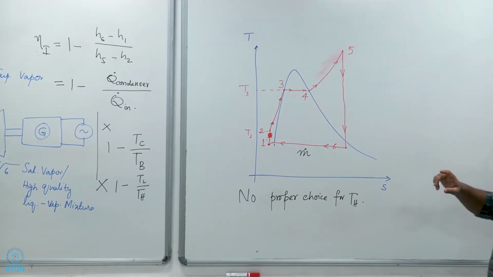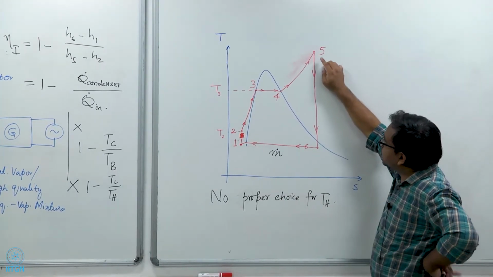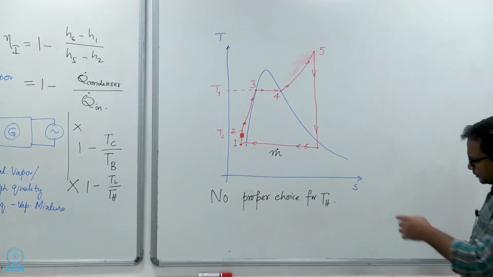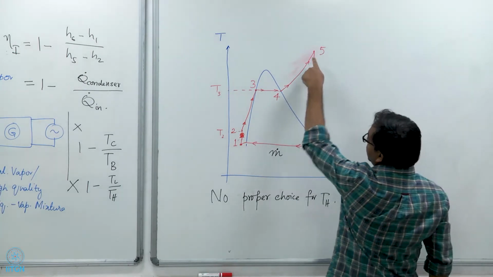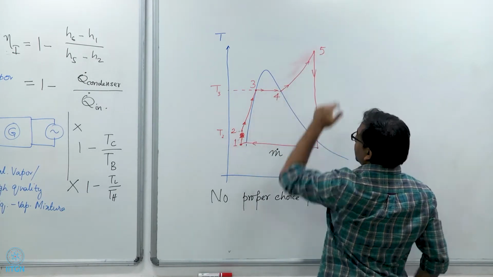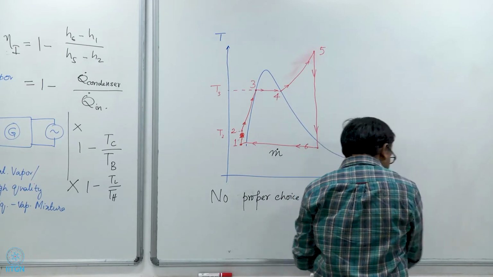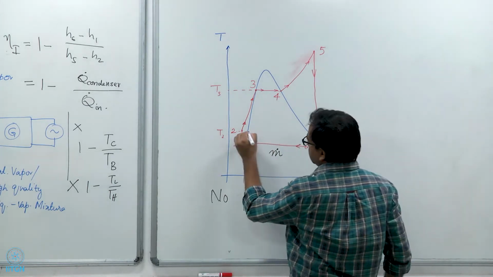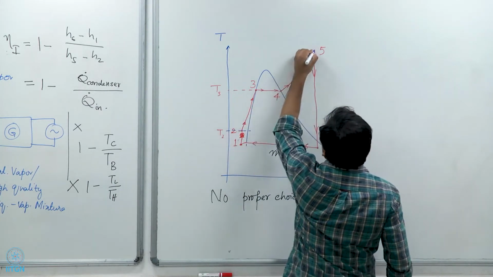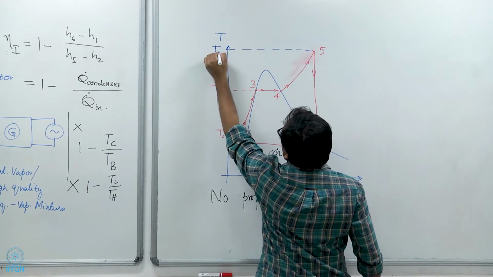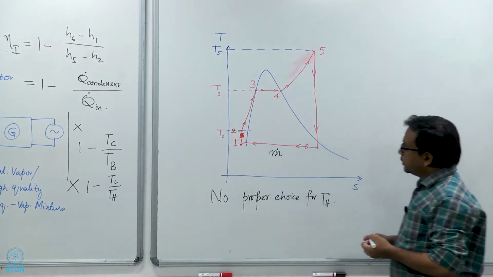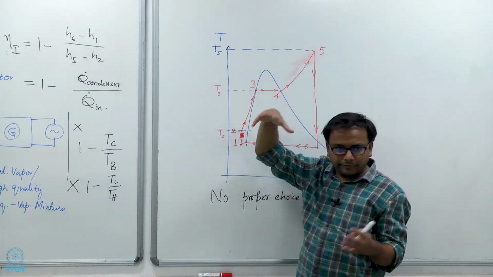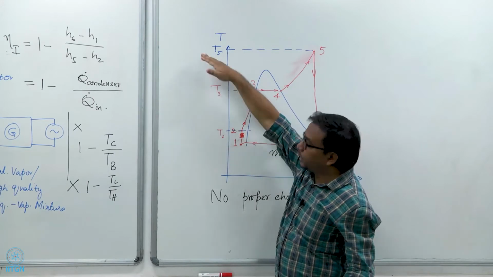Okay. The second thing I would like to point out is that, although we cannot choose a TH, we do understand that this TH will be somewhere between T2 and T5, because heat is being added to the working fluid between temperatures T5 and T2. So, this is the temperature T2, this is T5. The heat is being added between temperatures T2 and T5, which means that an effective TH will lie somewhere in between T2 and T5.